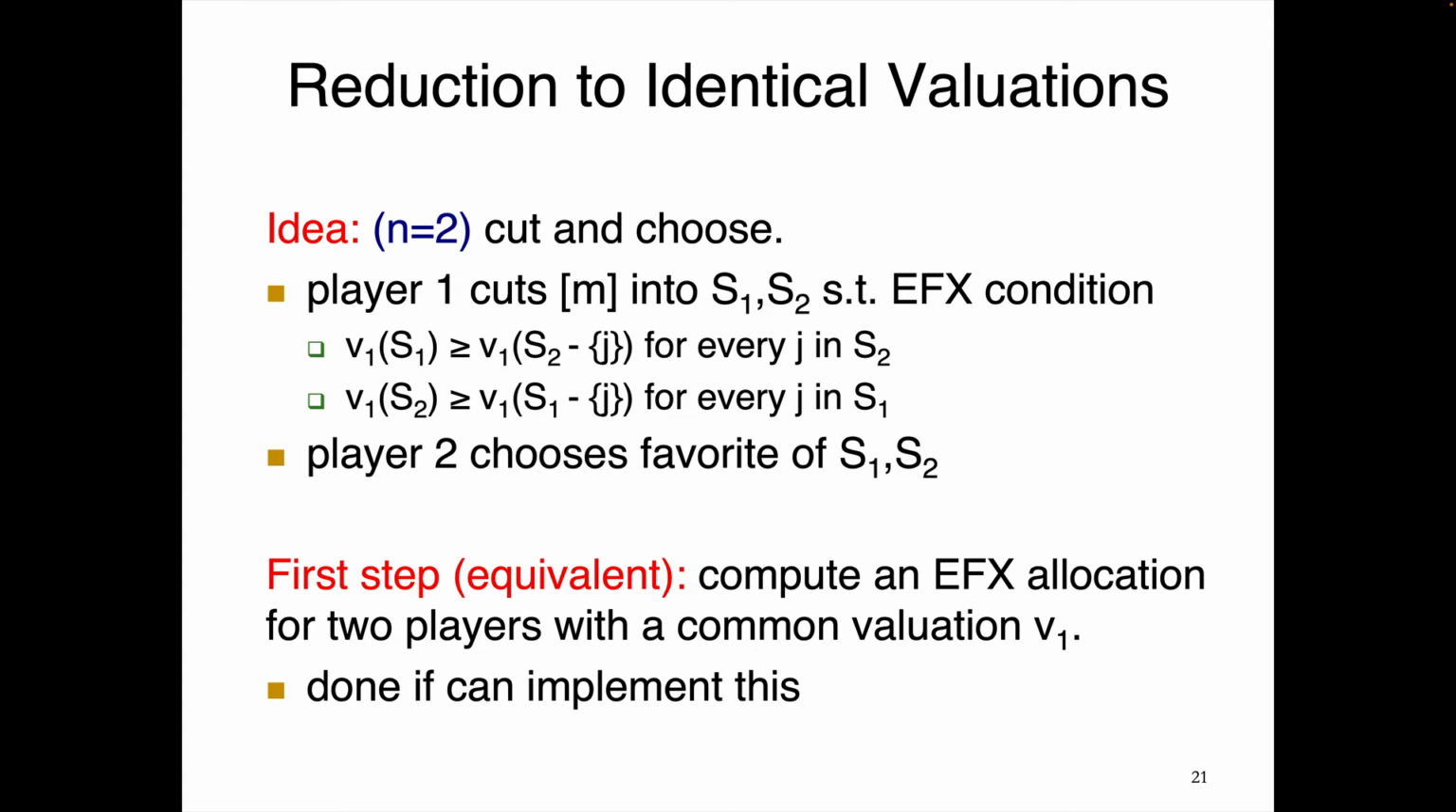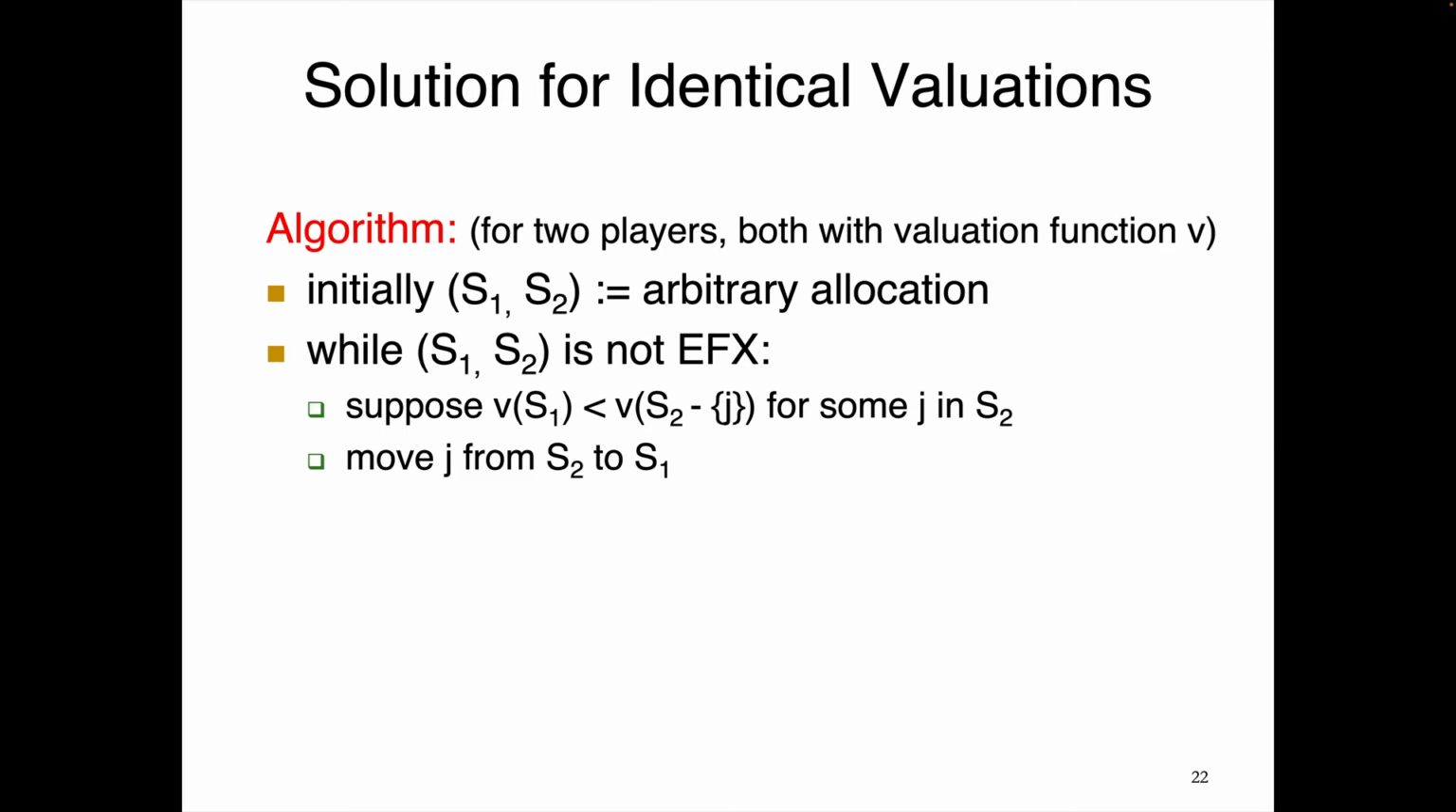Why was this an interesting thought experiment? Well, this first step is actually equivalent to finding an EFX allocation between the first player and a copy of itself. Two players, both with the same valuation, V1. So what this has accomplished is it's reduced the two-player general valuation case to the two-player identical valuation case. If we can solve that, we can solve the case where the two valuations are different. Everyone okay with that? All right, so let me now show you how to solve the case of two players with the same valuation. This algorithm and argument actually works for any number of players with a common valuation, but let me just do it for the two-player case, the relevant one for us.